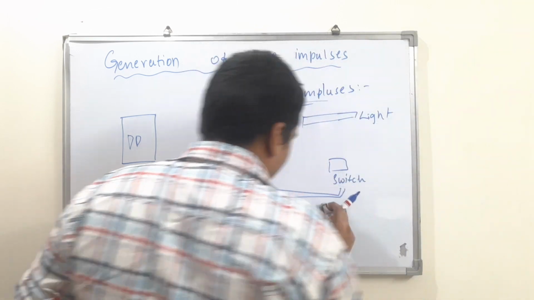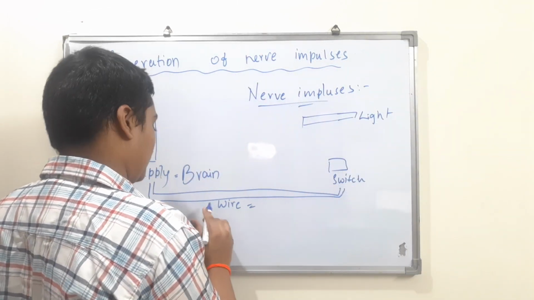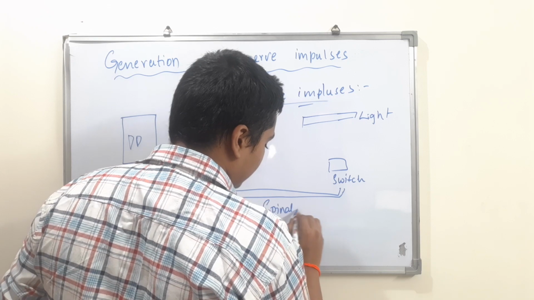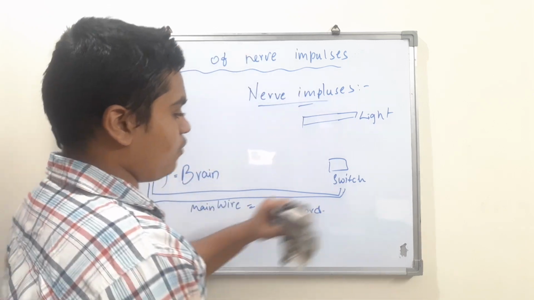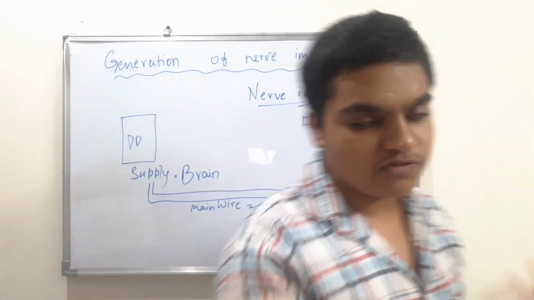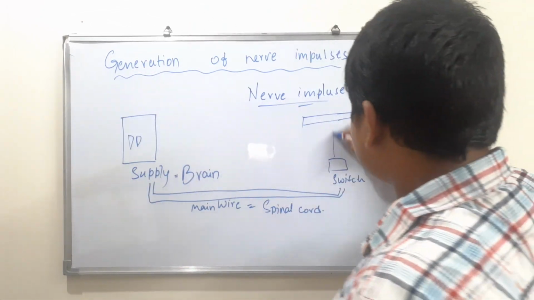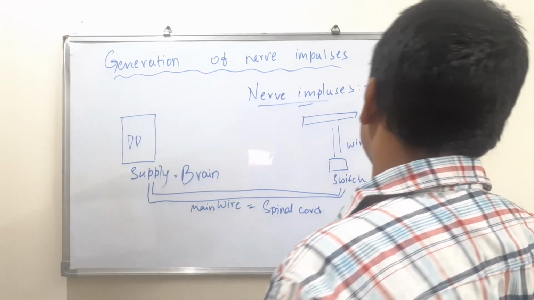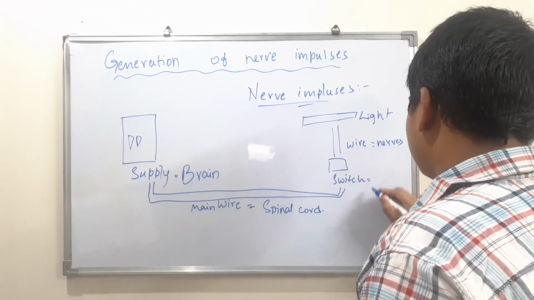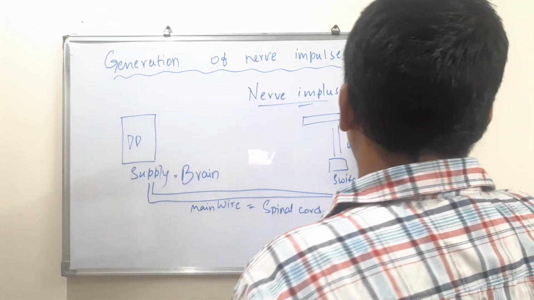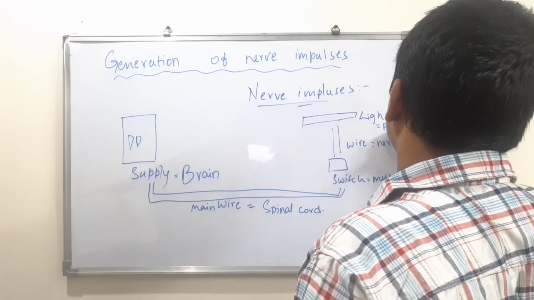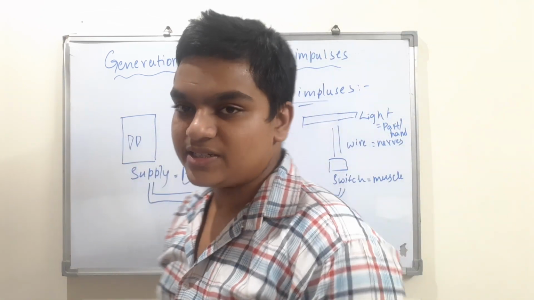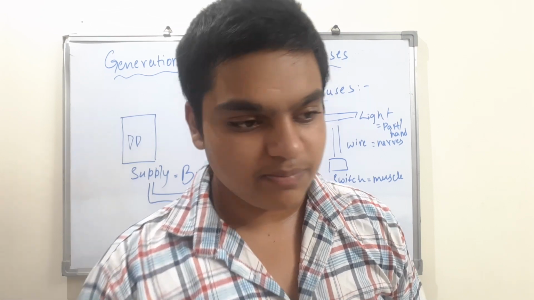Or you can also take the main wire, and let us consider this as the spinal cord. Now from this switch go our lights, fans, everything. These are your wires, and these are termed as nerves. You can assume the switch as muscle, and the light is your body part, say some hand. So this is the simple setup that I have prepared for you to understand our neural system.